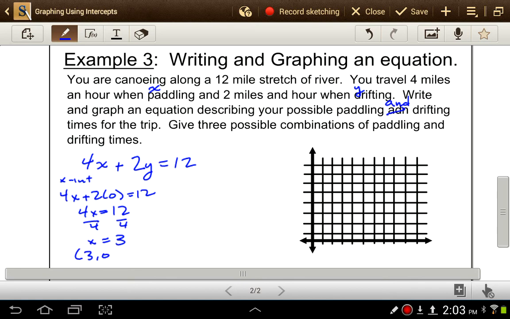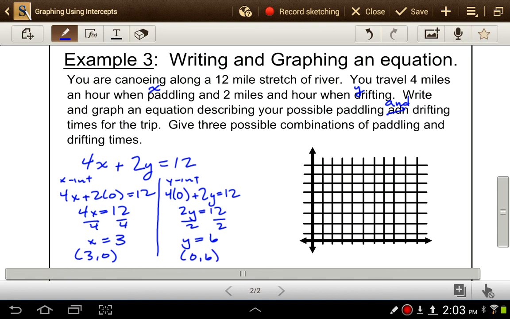And then for my y-intercept, I'm going to do 4 times 0 plus 2y equals 12. That's going to be 2y equals 12. Divide by 2. And I get y equals 6. And that's going to be (0, 6). Okay? So those are my 2 points, and now I'm going to plot those.